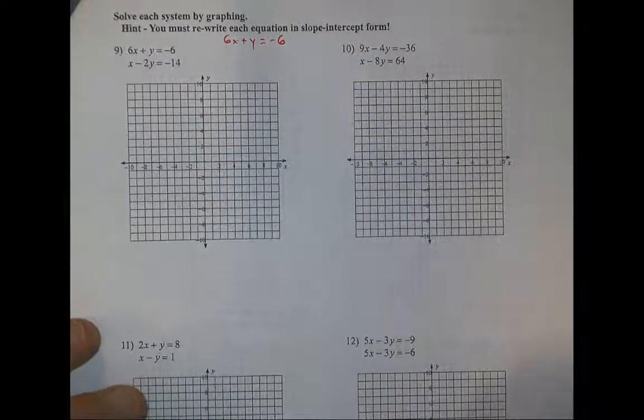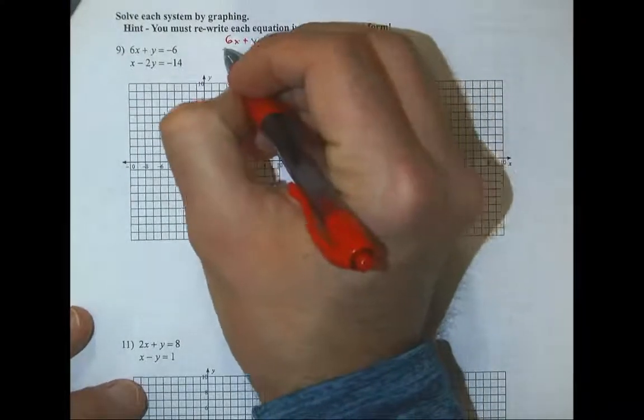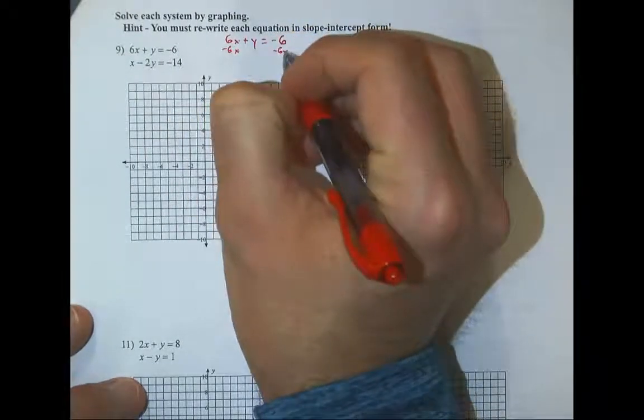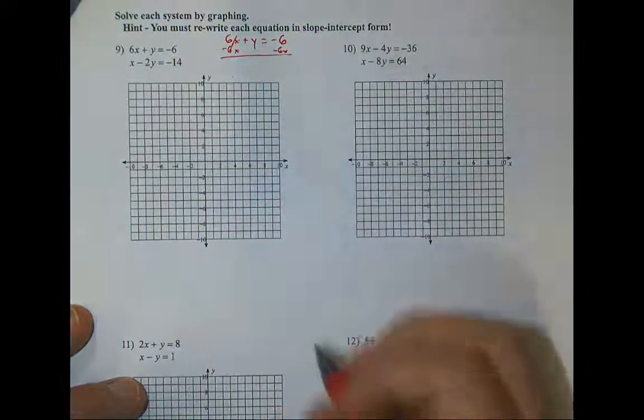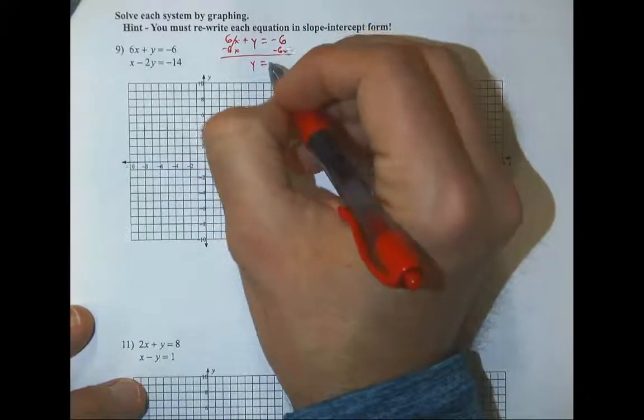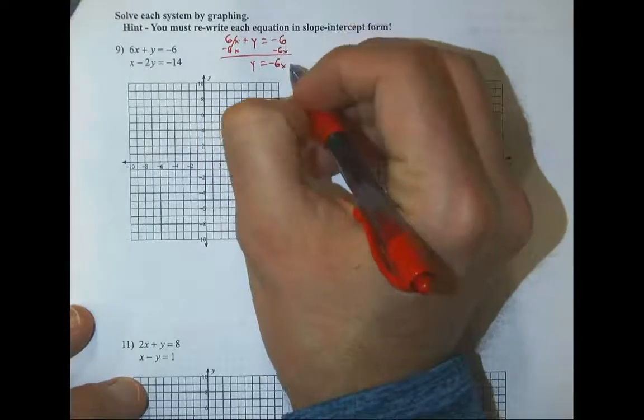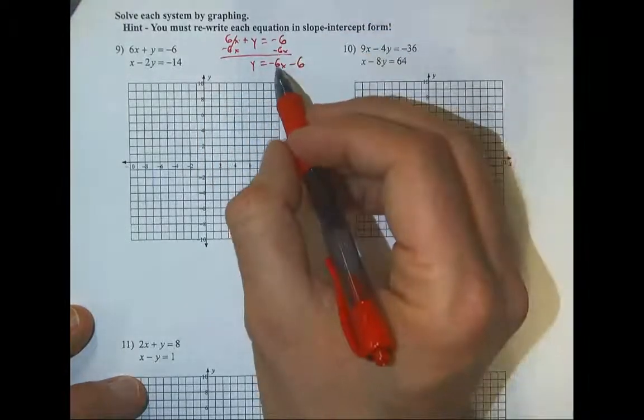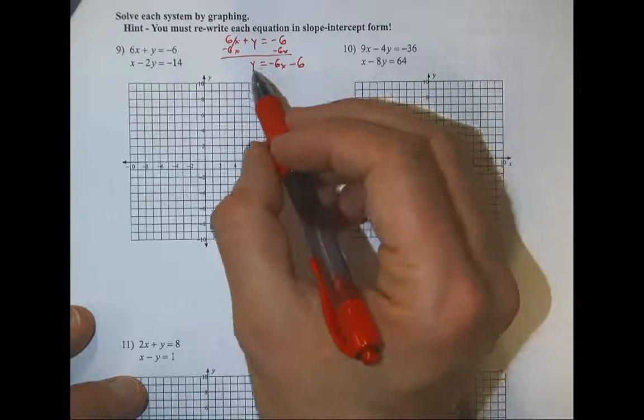I need to say y equals mx plus b. So I need y by itself. I'm going to minus 6x on both sides. Now I have y equals form. I'm going to put the x up front. It was a minus, so negative 6x. It was a negative 6, so minus 6. All right, now I have a slope and an intercept because it's in y equals form.